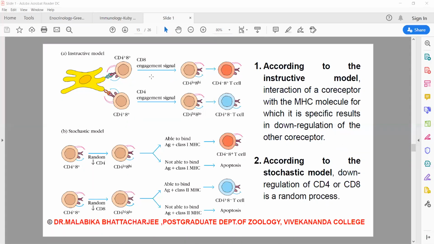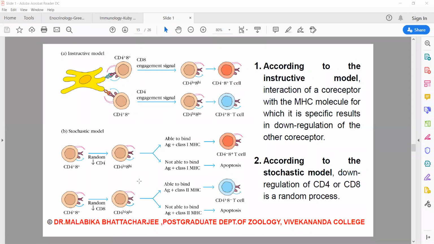Who is giving the instruction? The instruction is being given by the MHC molecule, because once the MHC class 1 recognizes its CD8 co-receptor counterpart, it is instructing that co-receptor to be activated. Automatically the other one is down-regulated. And on the other hand, if the MHC class 2 is recognizing its CD4 co-receptor and activating it, automatically the other one is being down-regulated. So this is the instructive model.